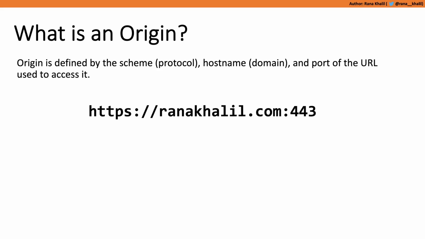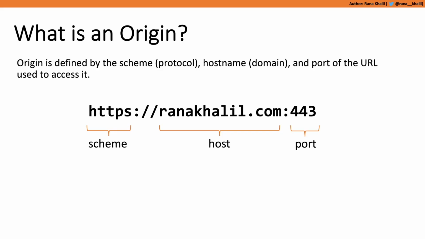So for example, if my website, renakhalil.com, running on port 443, is making a request, the origin of my website is made up of the scheme or the protocol, which is HTTPS, the domain, which is renakhalil.com, and the port, if it's specified, which in this case it is, so it's port 443.